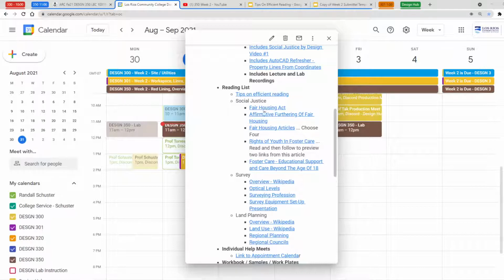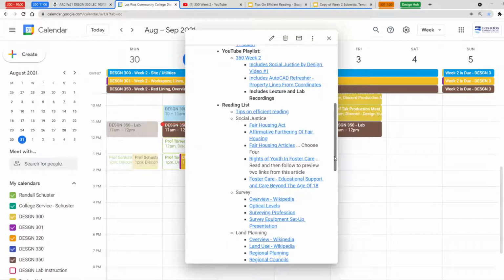So these are all things on the reading list. And then you have some stuff on survey to read about, stuff on land planning. I expect this to take you half an hour to an hour to read through. And I'm asking you to read through it in a certain way, which I'll talk about in a minute. And you'll see that in my tips on efficient reading.